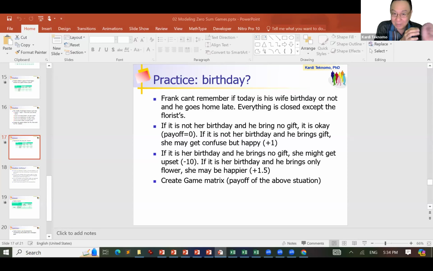So that means the payoff is zero. If it is not her birthday and he brings a gift, she may get confused but happy, so +1. Now, if it is her birthday and he brings no gift, she may get upset, so let's say -10. If it is her birthday and he brings only flowers, she might be happier, so plus 1.5. Now, the question is, can you make the K matrix for this situation?